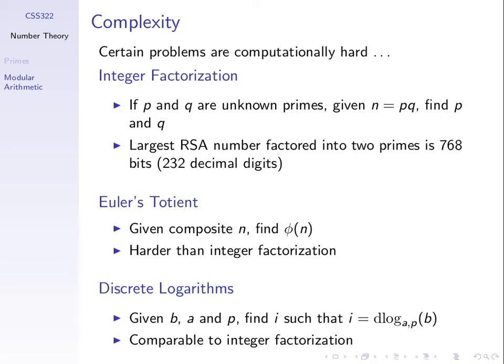And the other thing is that solving discrete logarithms is hard. If we have a, p, and b, find the index i. Again, with large values, that's considered too hard to solve. There are no known ways that can solve them in reasonable time, and it's comparable in difficulty to factorization.